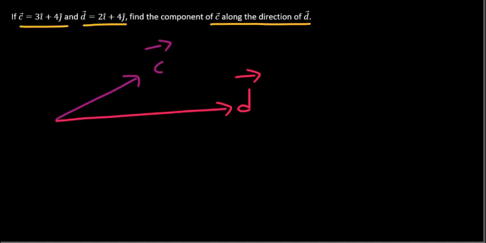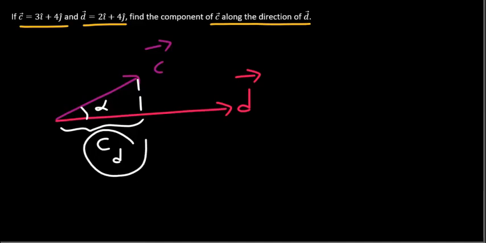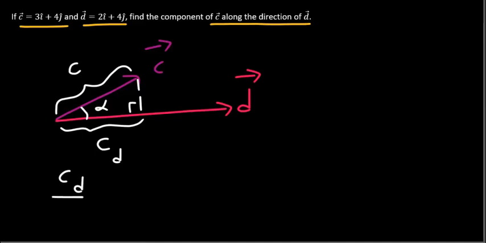The projection of C on D is given by that line. Let's assume this is the angle between the two vectors, and this length here can be written as C subscript D. This is the component of C along the direction of D. This length here is the length of vector C. Let's call it just C without an arrow. This is a right-angled triangle. So you see C_D over the length C, the hypotenuse of that right-angled triangle, equals cosine alpha, purely from trigonometry.